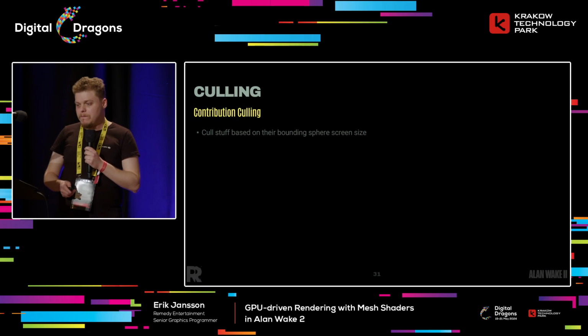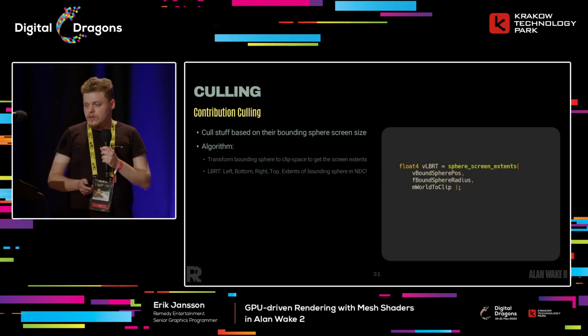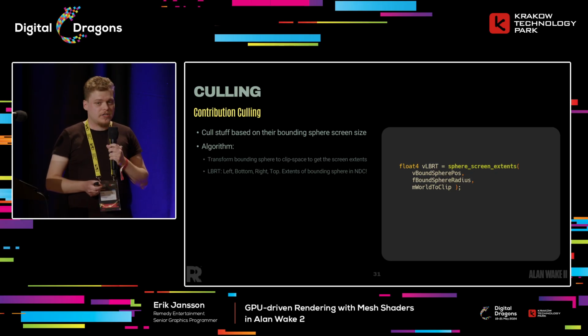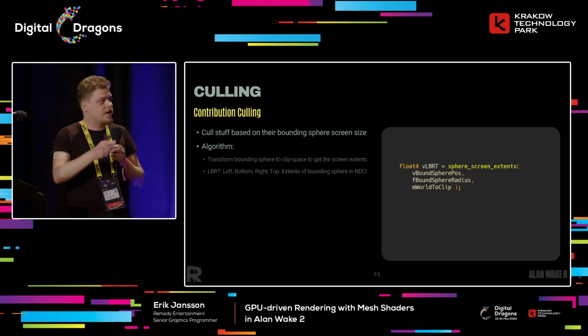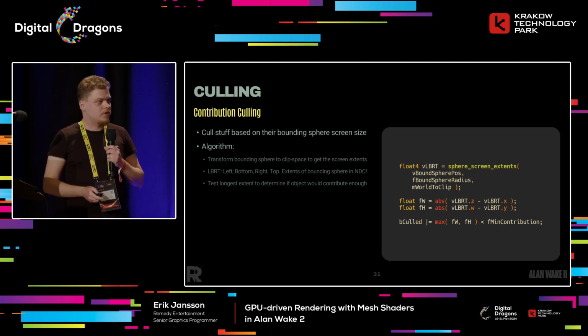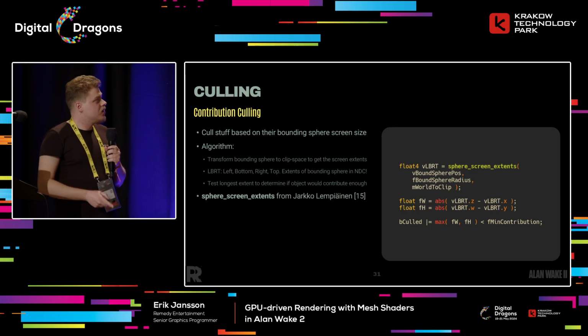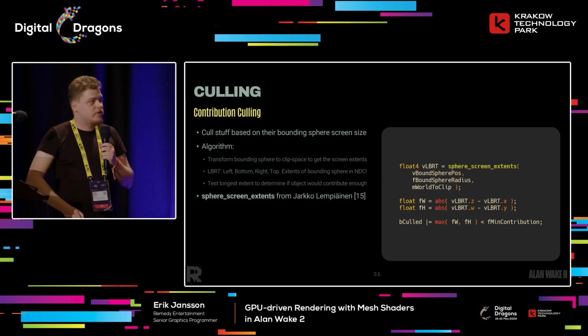So, contribution culling. Cull small bounding spheres on the screen is the idea here. The algorithm is pretty simple. You take the bounding sphere, project it onto the screen, and you will essentially get an LBRT, so essentially a screen-projected rectangle. And this LBRT means left, bottom, right, top. You then get the width and the height of this rectangle, and then you compare it against the minimum contribution. And this minimum contribution is just artist-tuned or engineer-tuned, if you will. For the sphere screen extents, there's a very efficient implementation by Arseny, which you can find online.